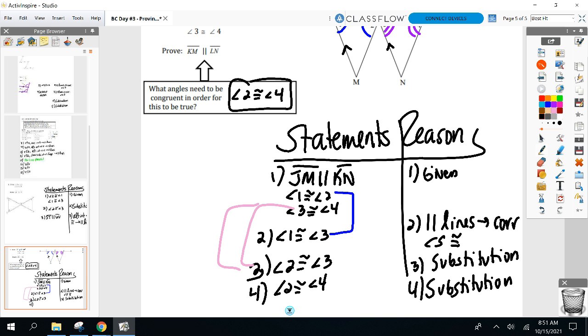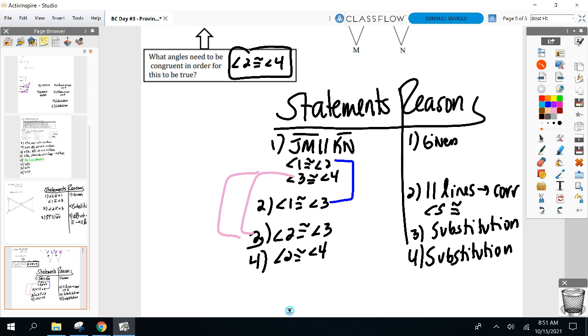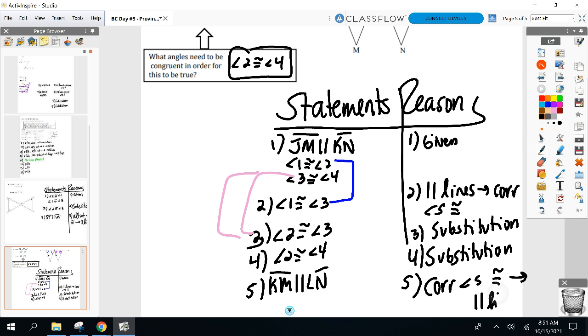And isn't that what you told me we needed? So if 2 is congruent to 4, what lines are parallel now? KM and LN. There you go. KM parallel to LN. What would be your reason here? Corresponding angles need a little more extra there. No, they don't. They have to be congruent corresponding angles. So corresponding angles congruent imply parallel lines.